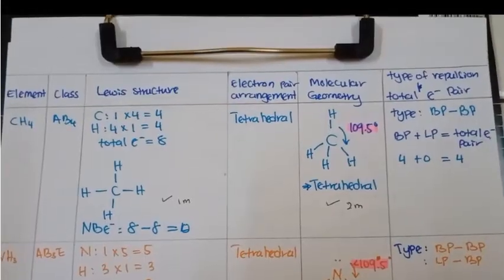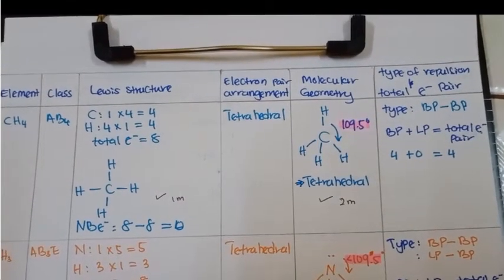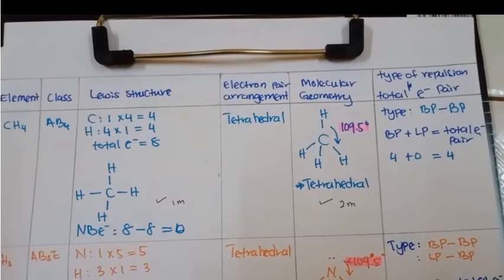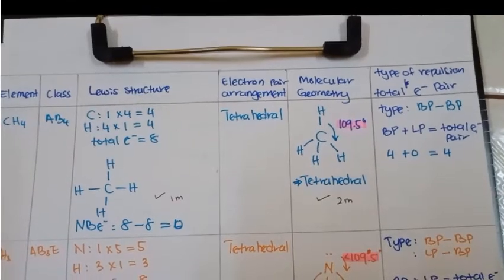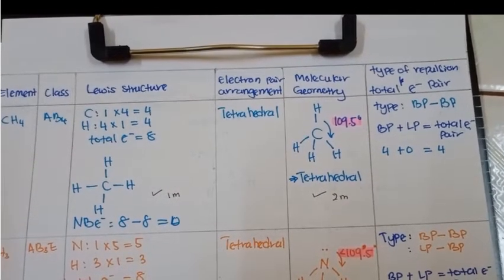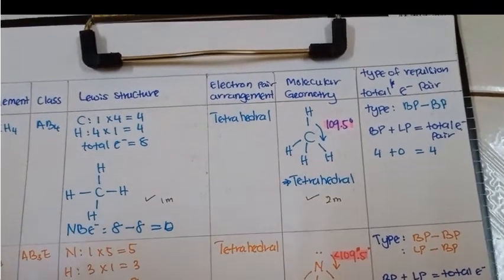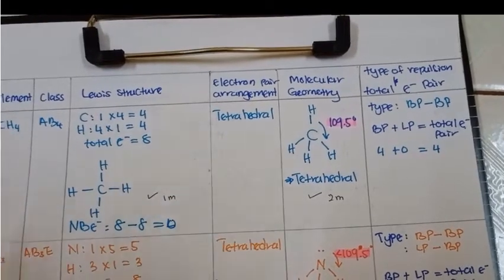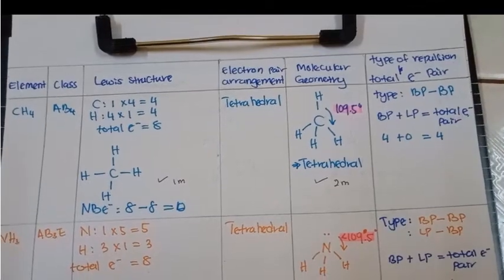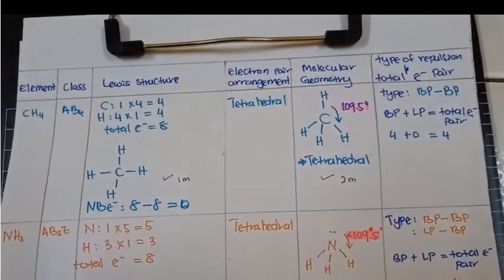CH4. The class is AB4. The Lewis structure, we calculate: C is from group 4, so there is one atom C, so 1 times 4 is 4. However, H has 4 atoms times 1 because it is from group 1. So 4 plus 4, the total electron is 8. So here is the Lewis structure. Then we calculate the non-bonding electron. We get a total of 0.